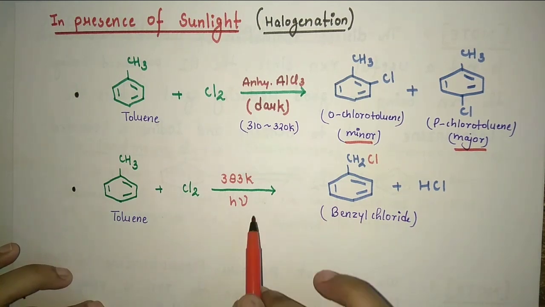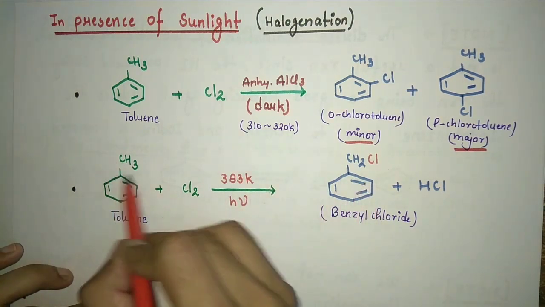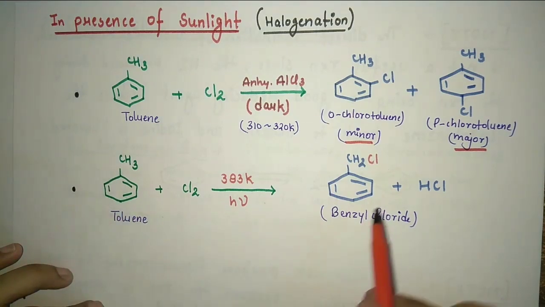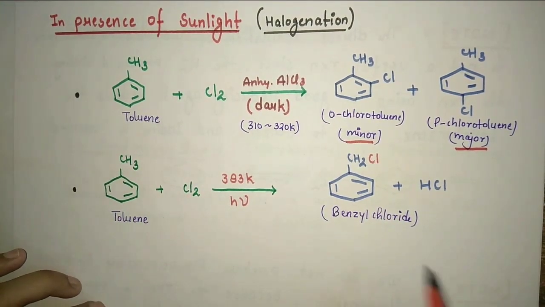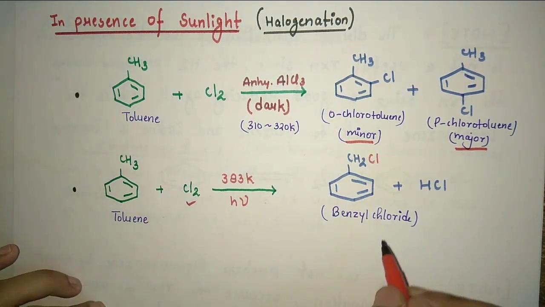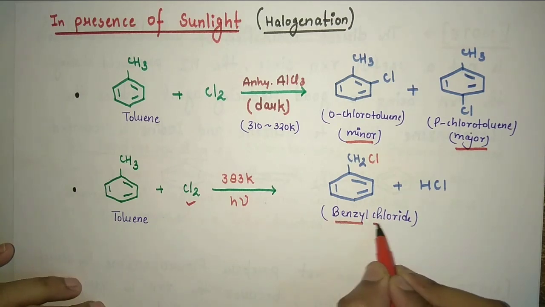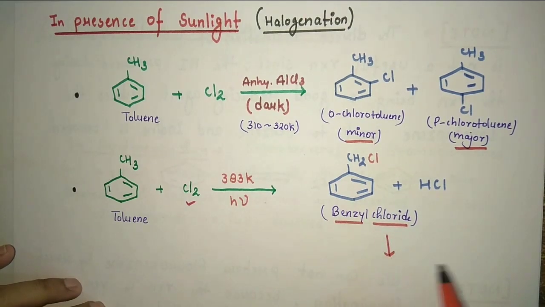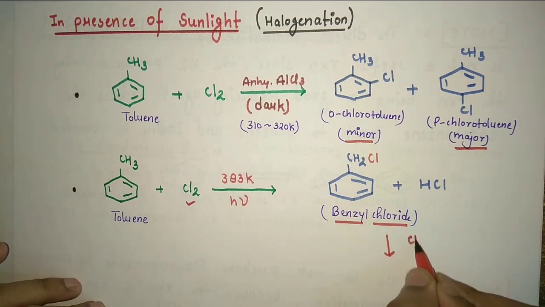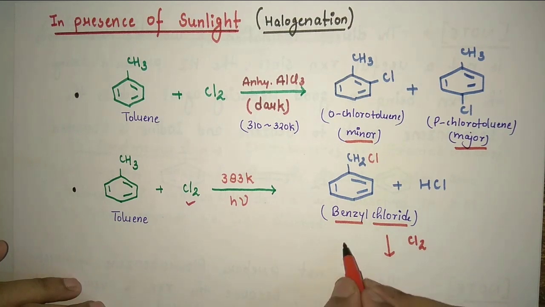So in the presence of sunlight, the chlorination always occurs at this benzylic carbon, and HCl is released as a byproduct. Now, if chlorine gas is passed for a longer period of time, the initially formed benzyl chloride will react further to form benzyl dichloride. This is at 383 Kelvin in the presence of sunlight.